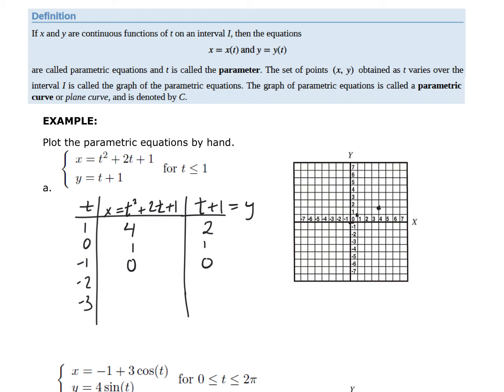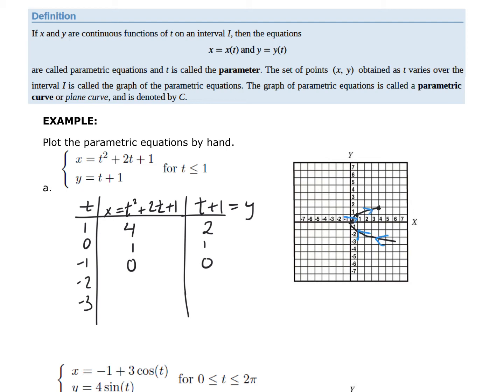And I would continue doing this, and what I'll get is a graph that looks like this. Now, the other thing I need to put on there is, as t increases, how does my graph go? Well, I started out with +1, then 0, then -1, -2, then -3. So I'm going to read it this direction because t is increasing. So as t is increasing, I'm actually moving along the curve in this direction.